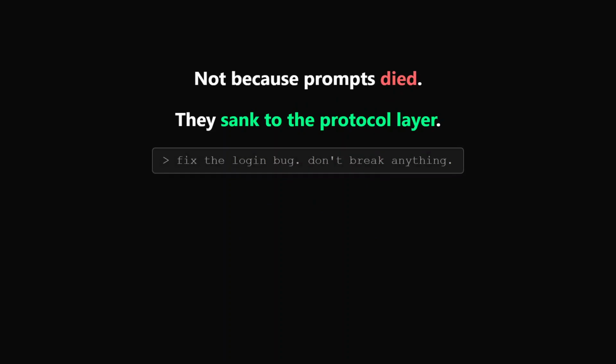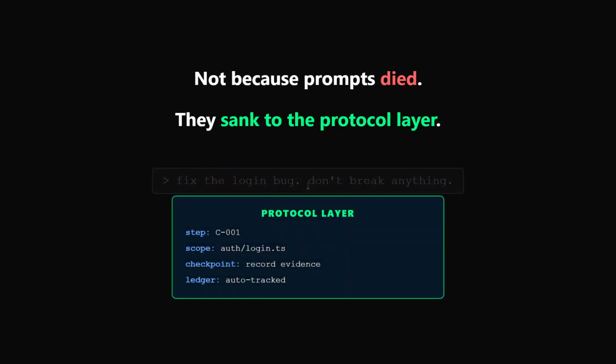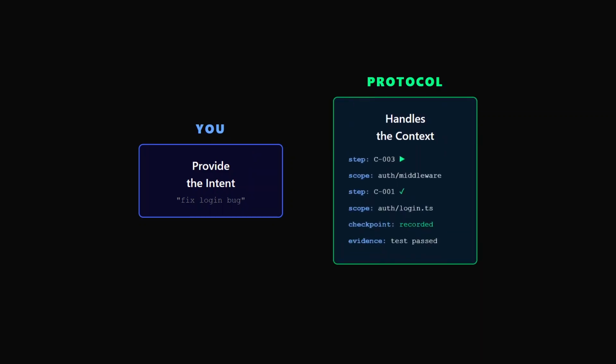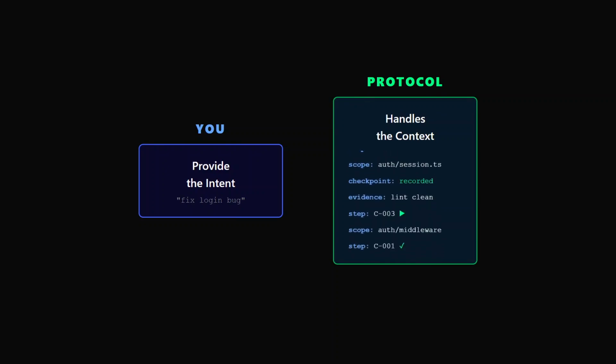What you used to retype every time, the rules, the constraints, the state, now lives in a file the agent reads every step. You decide what to do. Protocol handles the rest. The context is in the file. The protocol carries state across every step.